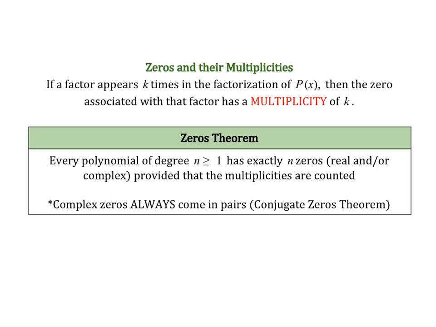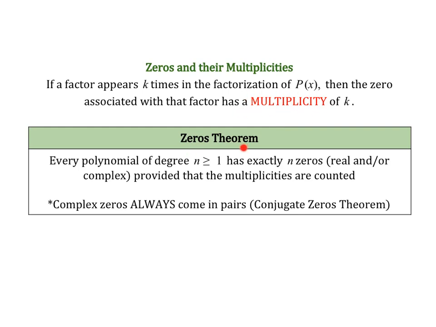Okay, so now we're going to talk about zeros and their multiplicities. We've talked about what happens on a graph when we have a repeated factor. If a factor appears k times in the factorization of p of x, we say that this zero has a multiplicity of k, or however many times it's repeated. So repeated we call multiplicity.